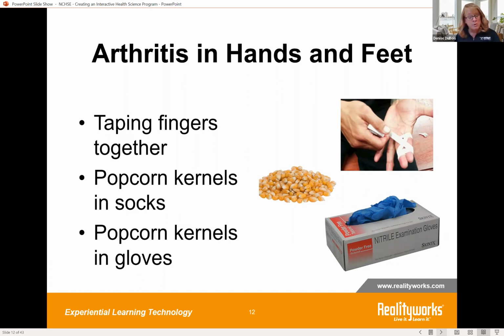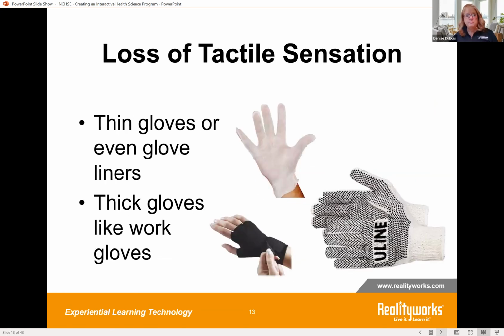We've also heard of popcorn kernels placed in socks and shoes to simulate the foot pain associated with poor circulation, neuropathy, and arthritis. And then if you put your hands in gloves filled with unpopped popcorn kernels, that can also dull the fingers' ability to feel, also simulating arthritis. So those are just a few easy ways you can build in some arthritis simulation.